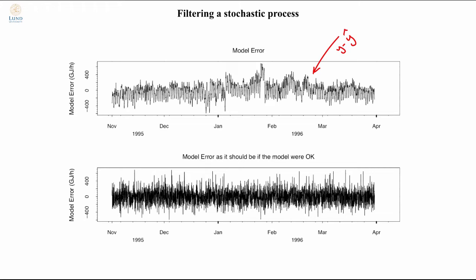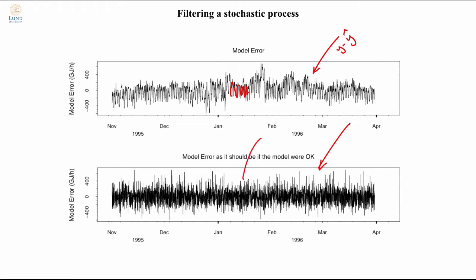If my model would be perfect, this is what it should be looking like. Then my model error should be white. There is no further structure in the residual. There's no further structure in the model error that I would be able to exploit to make a better model. If I look at the first case here, you can see that there's clearly the weekly cycle still in there. So I should be able to improve my model by adding some kind of structure that captures that.